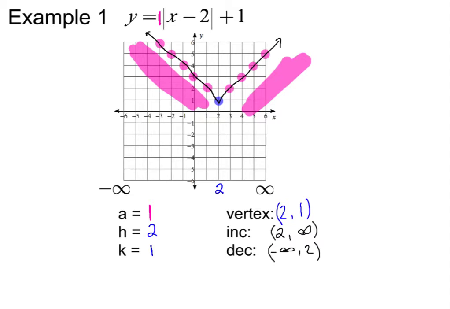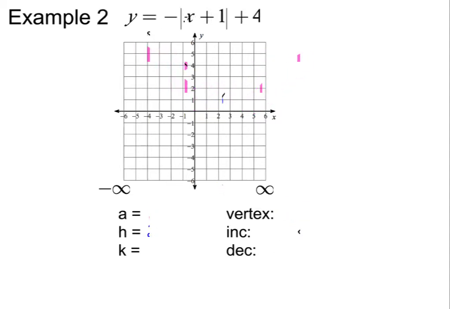Let's go ahead and take a look at our next example. Now in this example, there's a little negative right in front of the A value, so that means A is going to be -1. So A is -1, and then the H and the K, remember, flip the sign, so H is -1, and K is going to have a value of 4. Putting those together gives me the vertex -1, 4.